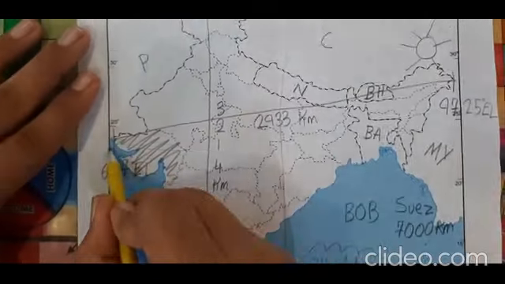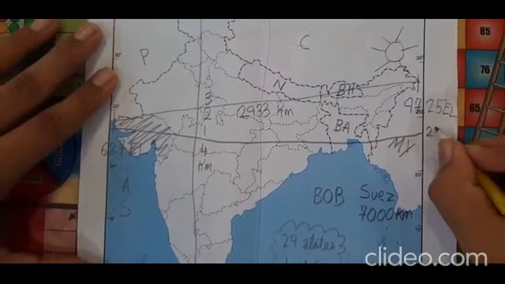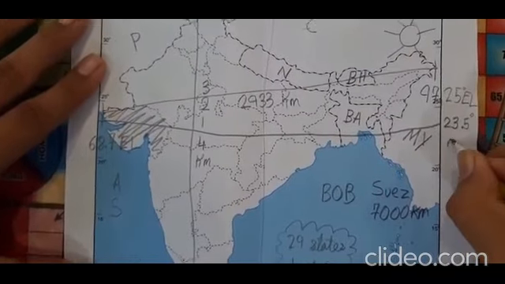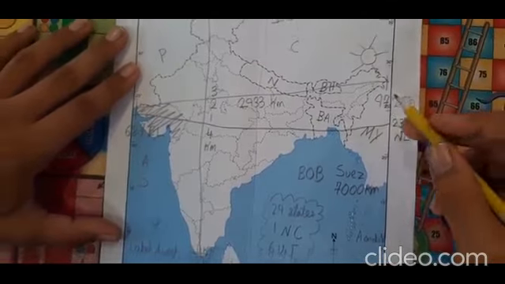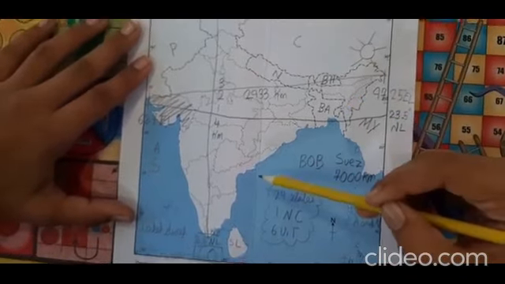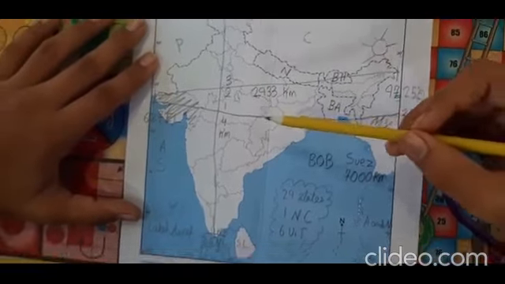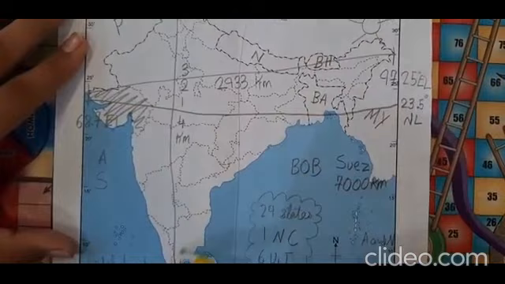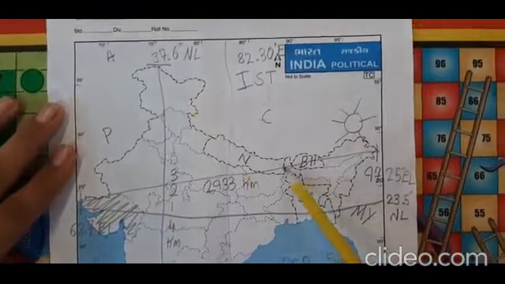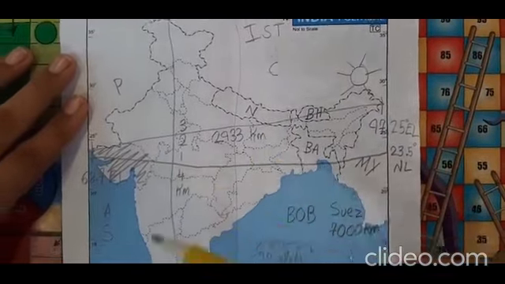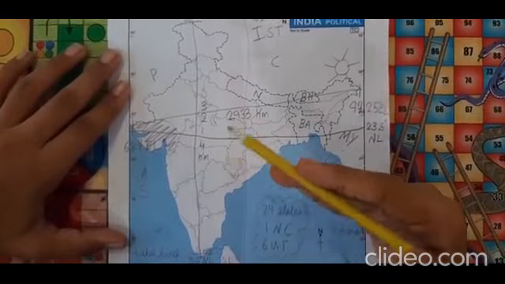Tropic of Cancer passes through the middle of India, which is at 23.5 degrees north latitude, and divides India into two parts. Here we find a triangular shape, which is a peninsular area. Here we find another triangular shape, which is another triangle. So, India has a strategic location.